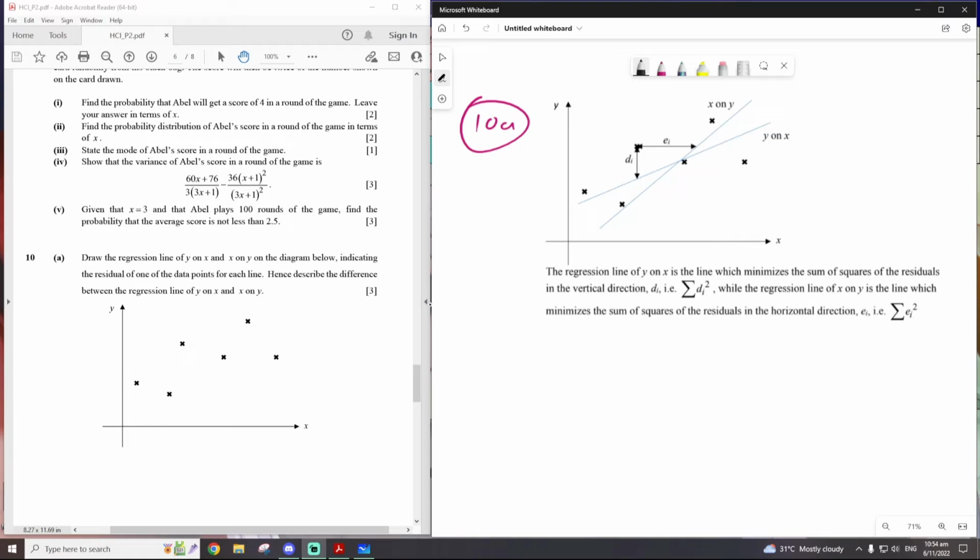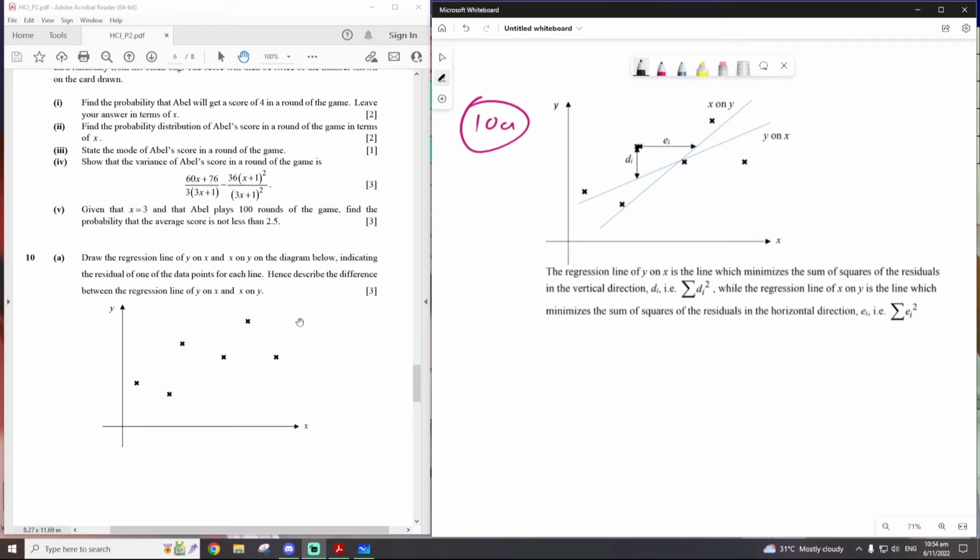So you just kind of estimate the lines when you're doing the exam, I suppose. So remember, you always take the x value as accurate for regression line of y on x and vice versa. So it minimizes the sum of squares with residuals in the vertical direction di, so the sum of di squared. Then the reverse is true for the regression line of x on y. Okay?